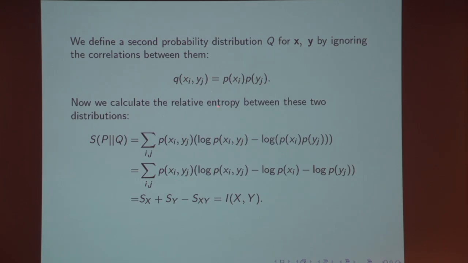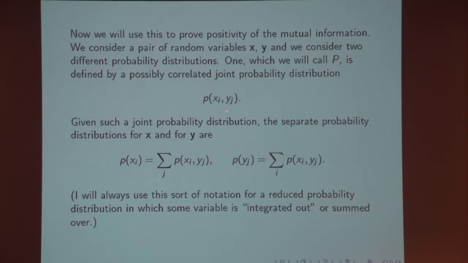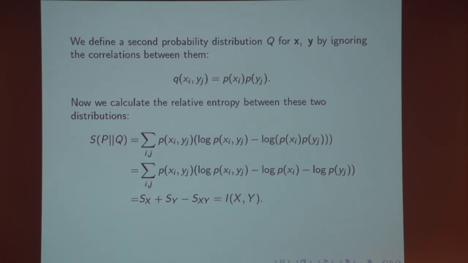Now we can calculate the joint relative entropy between P, which was some arbitrary distribution, and Q, which is this factorized distribution. By definition, the relative entropy would be the sum over all pairs of P of x and y times the difference of two logarithms. But in this case, the argument of the second logarithm is a product, so we can write it as a sum of 3 logarithms. And that sum is just a sum of 3 entropies.